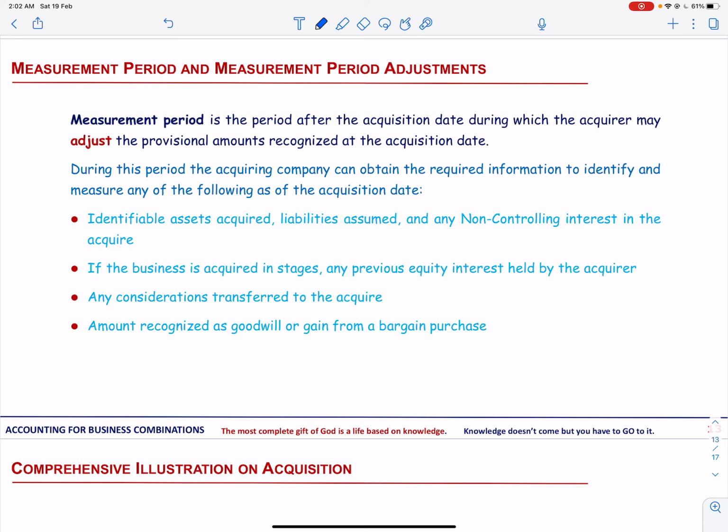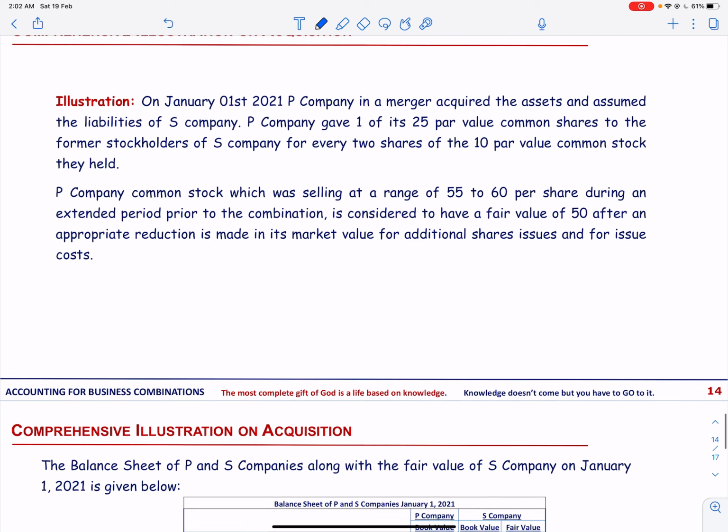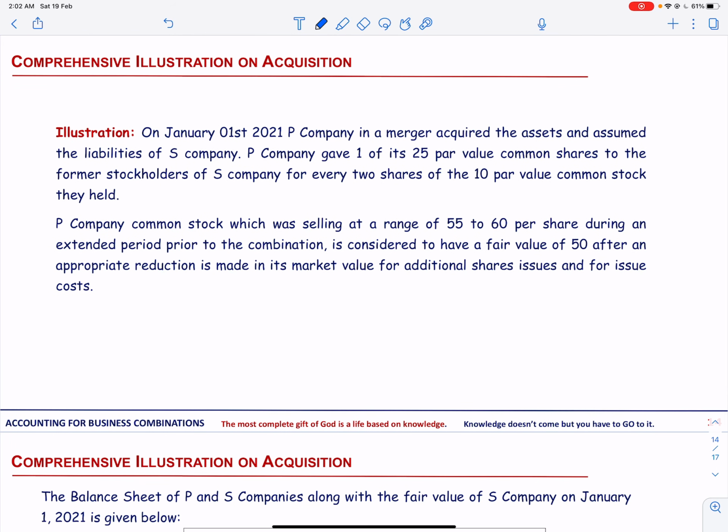Finally, let us do a comprehensive example on acquisition. On January 1, 2021, P Company in a merger acquired the assets and assumed the liabilities of S Company. P Company gave one of its 25 par value common shares to former stockholders of S Company for every 2 shares of the 10 par value common stock they held.